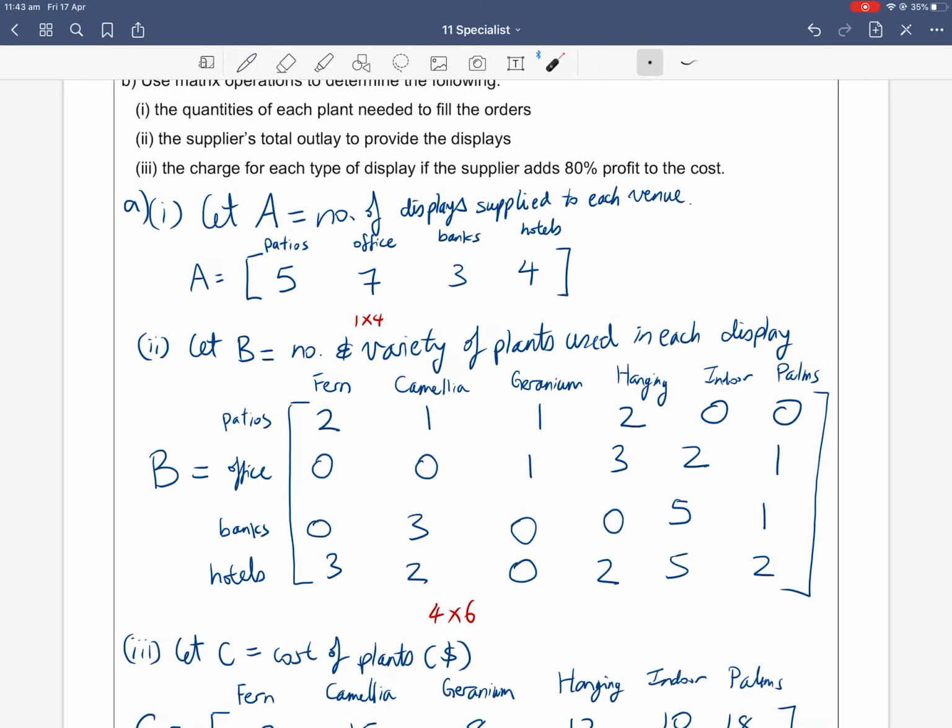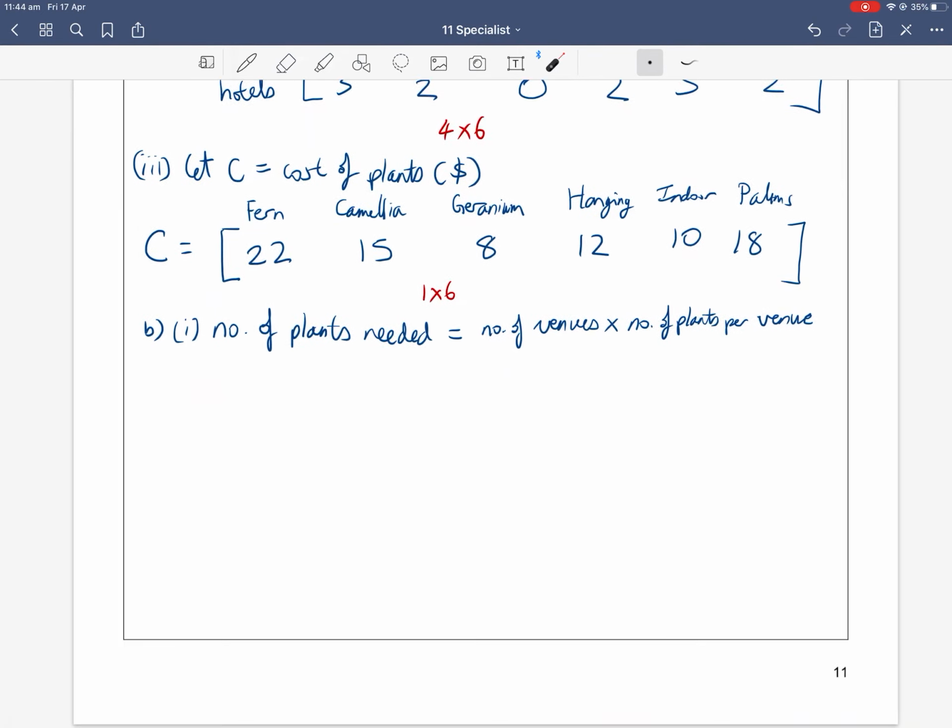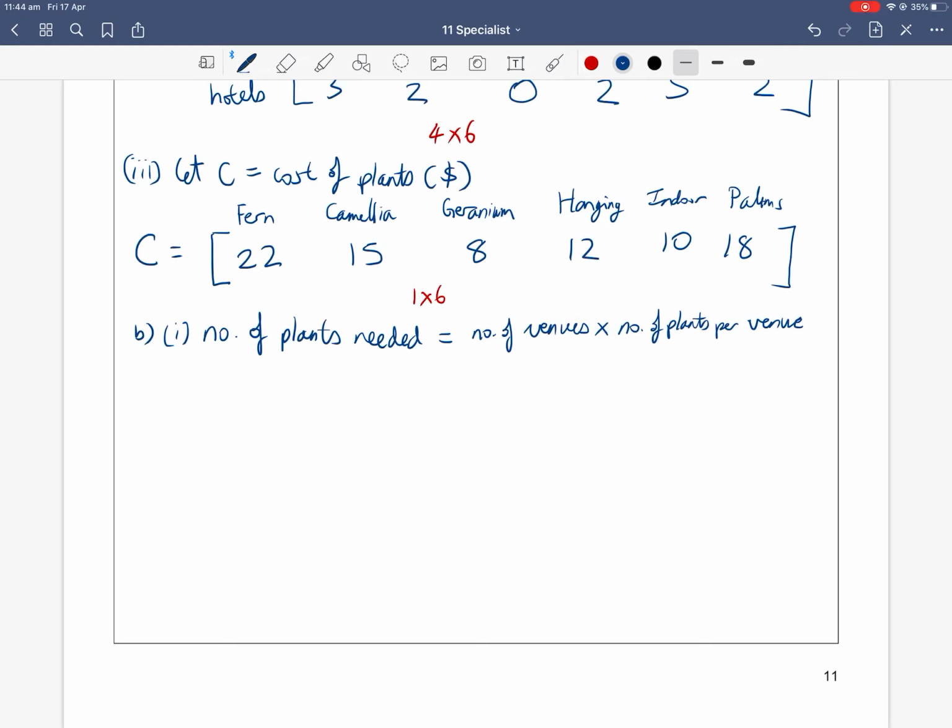So really we're just trying to multiply these two matrices, because remember, matrix multiplication involves the addition as well, so that we can add up the 5 lots of 2 plus 4 lots of 3, because there's 5 patios and each patio needs 2 ferns, and we have 4 hotels and each hotel needs 3 ferns. Now this is where the thinking comes in. Okay, I need to multiply the two matrices A and B together. So the question is, is it A times B or is it B times A? Which order of matrix multiplication makes more sense?